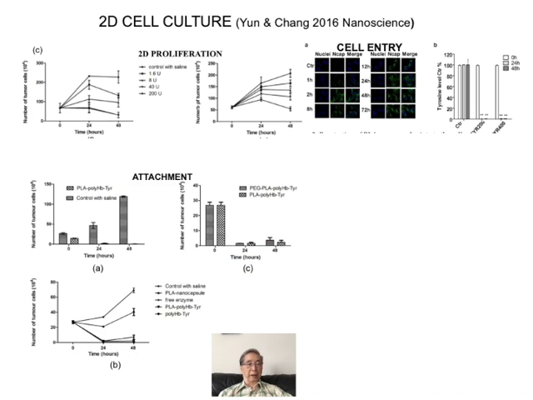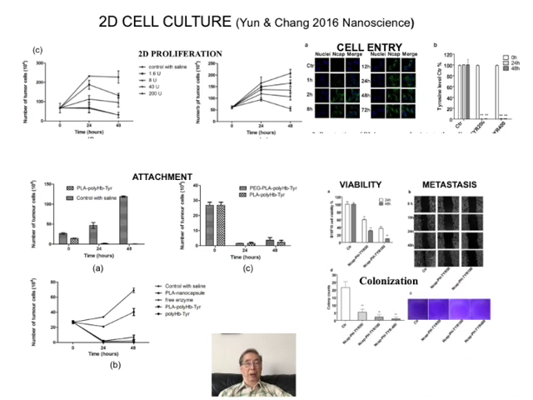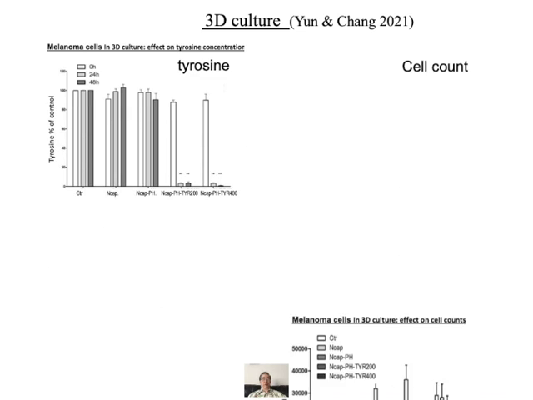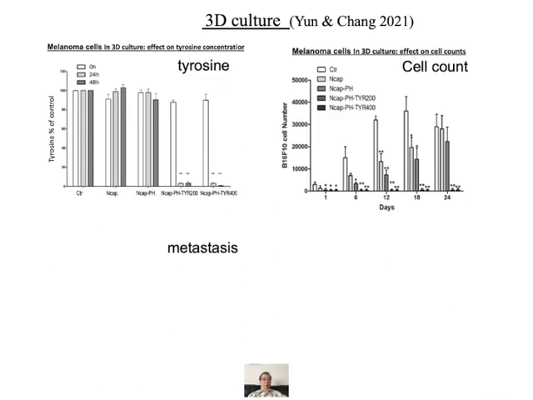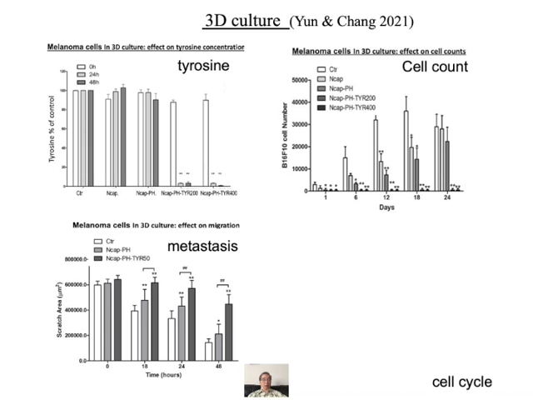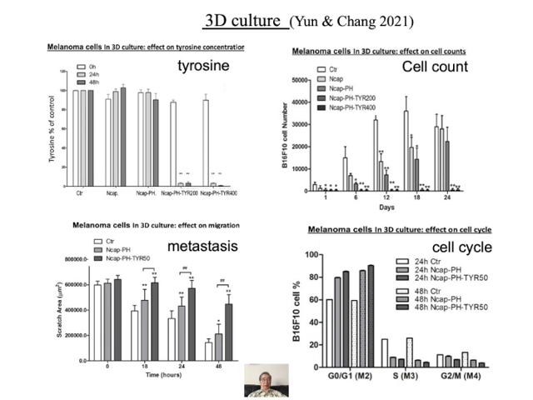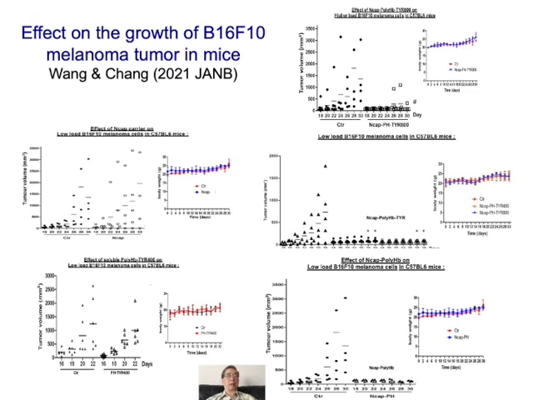We also find that they decrease attachment and they also decrease viability of tumor cell, decrease colonization of tumor cell, and decrease metastasis. In 3D culture, please refer to the article that was just published. It shows that tyrosine level is lower, cell count is lower, metastasis is lower, and cell cycle is also stalled.